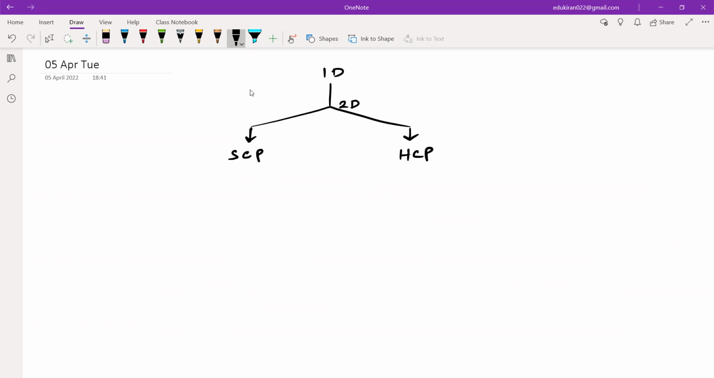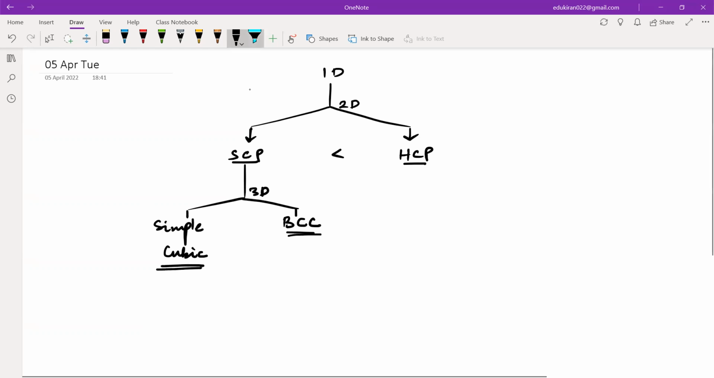Then when we went from SCP to 3D, we took the base of SCP and made 3D structure. I got a unit cell, simple cubic, and I got another which is BCC, right? Body centered cubic. So these are the two different types of unit cell arrangement that I got in terms of 3D. Now, you guys will tell me, if I compare SCP and HCP, which is better solid? HCP. Yes, very good. HCP is better solid. If I compare simple cubic and BCC, then which is better?